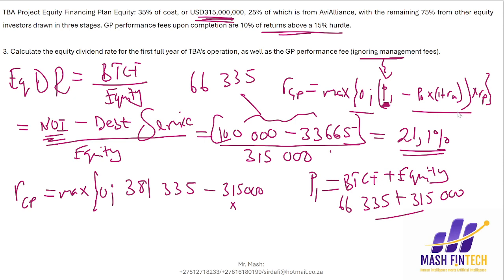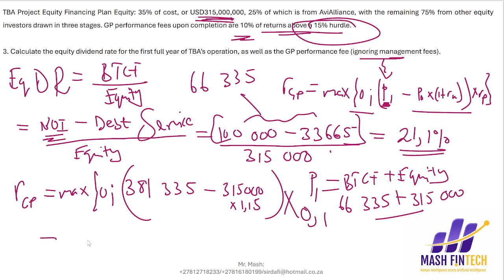So we multiply by 1 plus the hurdle rate, which is 1.15. Then the difference of these two is what we are going to multiply by the performance return. The performance fee is 10%, so we multiply this by 10%, which is 0.1. We solve this, and this is a positive, so the 0 is out.